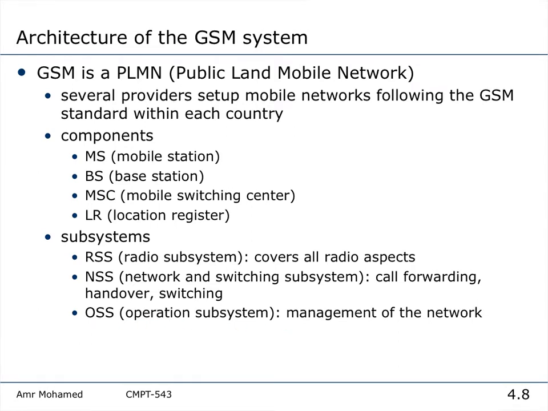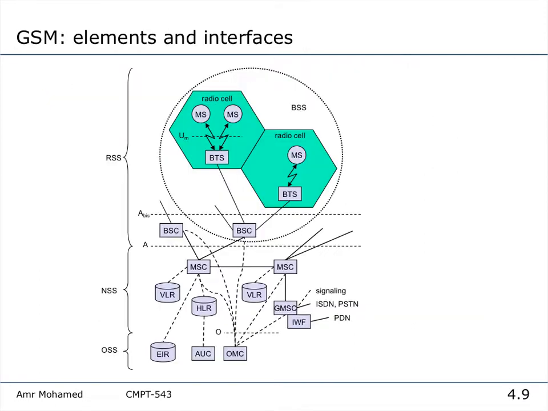And we have the operation subsystem, which is responsible for monitoring the traffic policies inside the network, performing authentication for the mobile stations, and protecting the mobile stations from being stolen, like generating whitelists, blacklists, and so on, as we will see. So these are the main subsystems and the major components. So this is how the architecture looks.